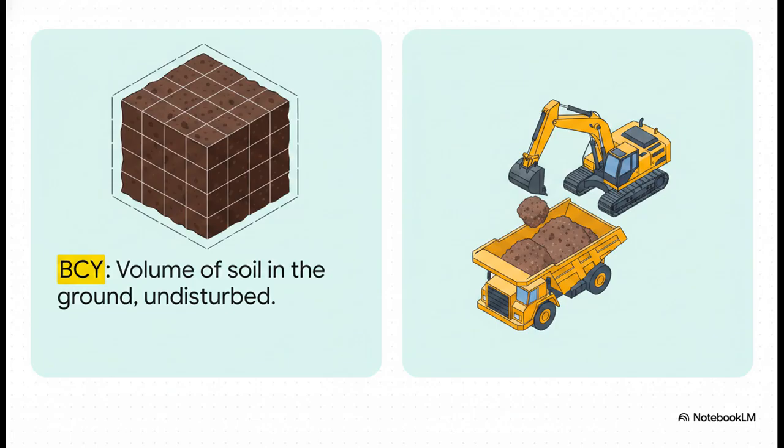You really need to pay attention to the critical distinction here between bank cubic yards, or BCY, and loose cubic yards, LCY. BCY is the undisturbed volume of soil, perfectly packed, sitting right there in the ground. But the very second you dig it up, it expands, it swells, kind of like a sponge soaking up air. That fluffed, expanded soil is your LCY. And you must always use LCY to calculate your hauling fleets, because trucks haul fluffed soil, not perfectly compacted ground soil.